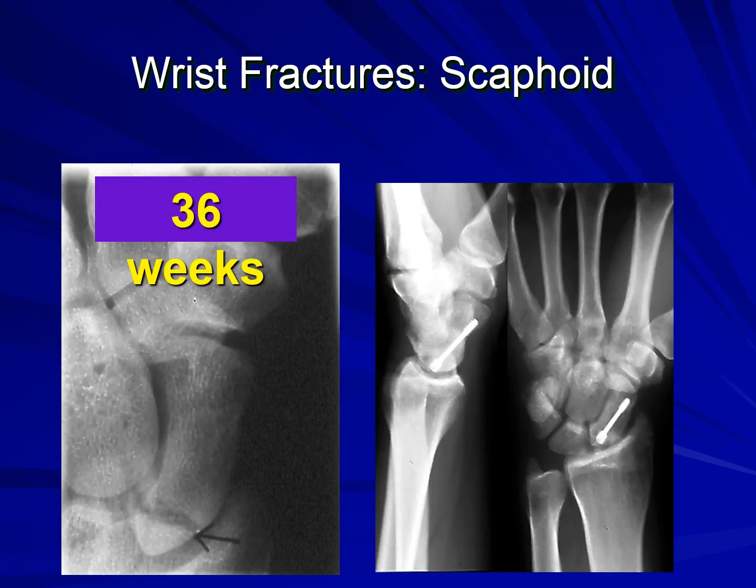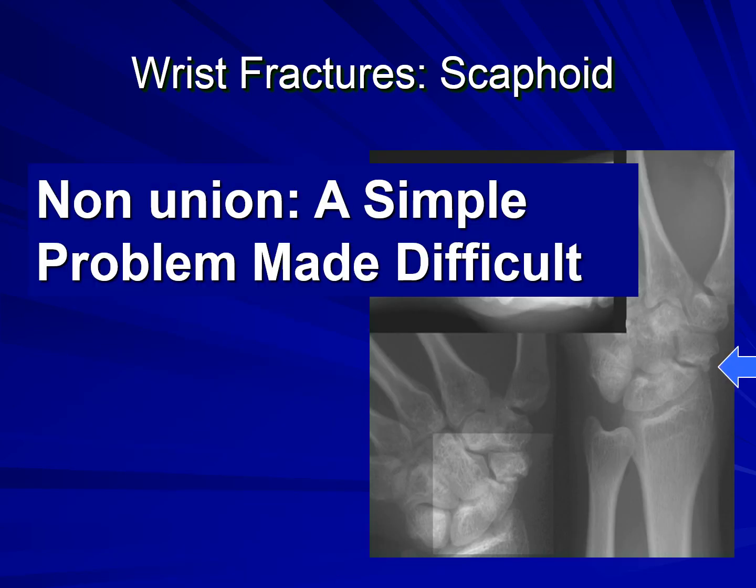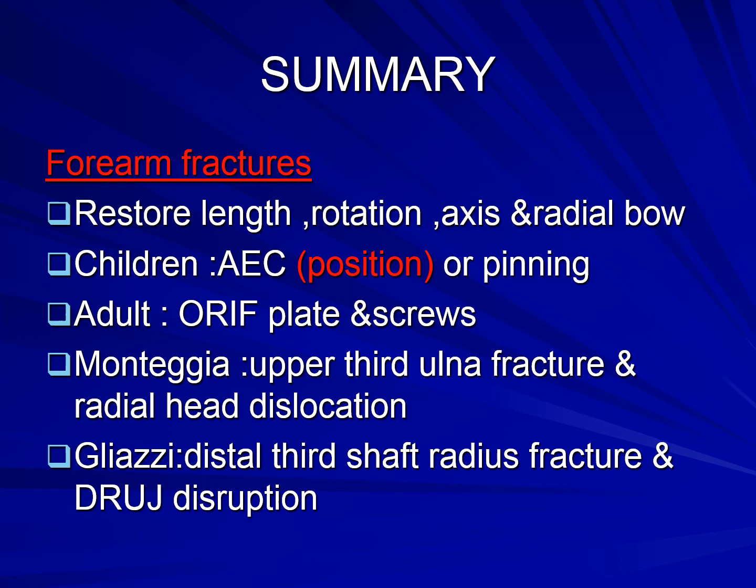This is an example of the open reduction and internal fixation of the scaphoid fractures with what we call Herbert screws or headless screw. So if this fracture is neglected or missed, there is a complication that can commonly occur, which is non-union. So this is a simple problem which becomes more difficult when we miss it.